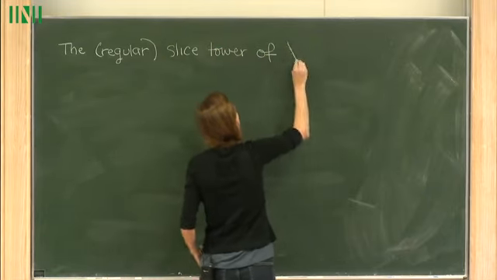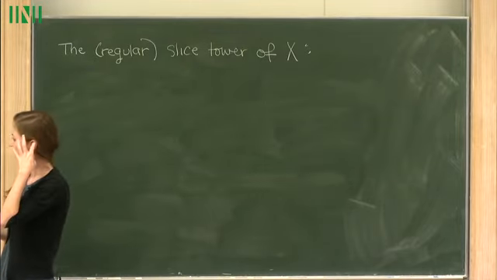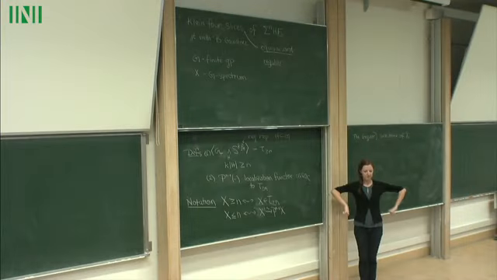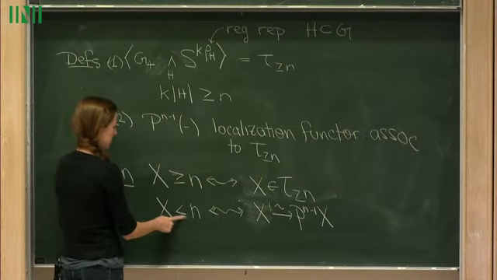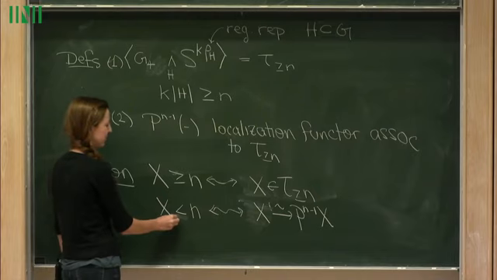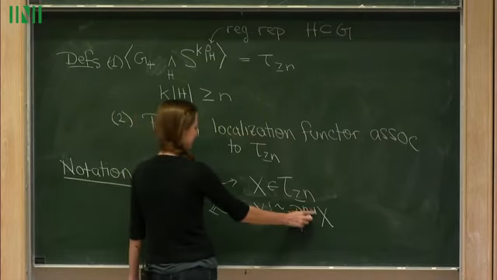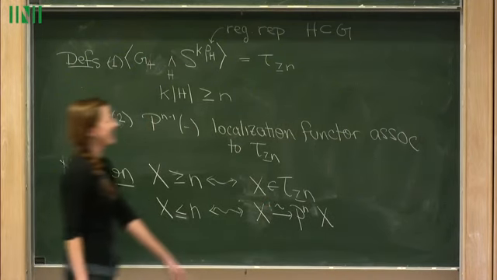Excuse me, do you want to say X strictly less than n if that condition is satisfied? You don't want it to happen. Yes. I guess I could also do this and this. Yes. Yeah.